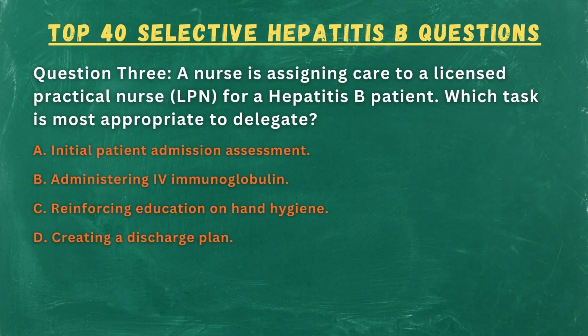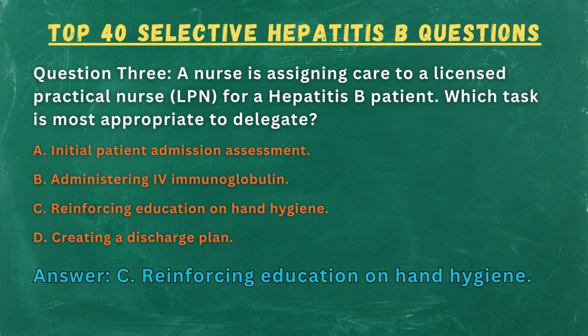Question 3. A nurse is assigning care to a licensed practical nurse, LPN, for a hepatitis B patient. Which task is most appropriate to delegate? A. Initial patient admission assessment. B. Administering immunoglobulin. C. Reinforcing education on hand hygiene. D. Creating a discharge plan.